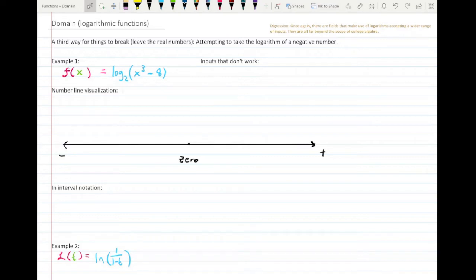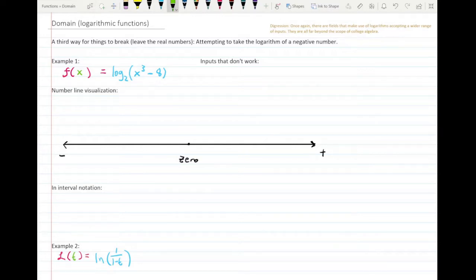Hey all, this here is an addendum to my previous video on domain for students who have already gotten to logarithmic functions. Now, log functions give us a third way to feed a function something and have it break down, produce something that's not in the real numbers. And that is attempting to take the logarithm of either 0 or a negative number.